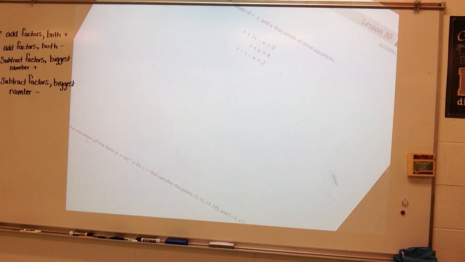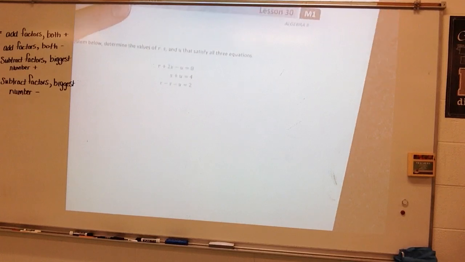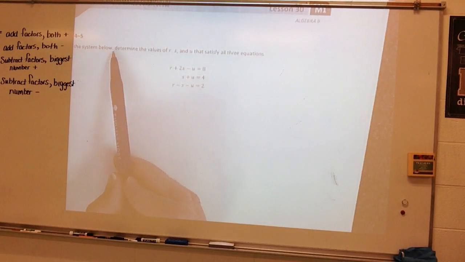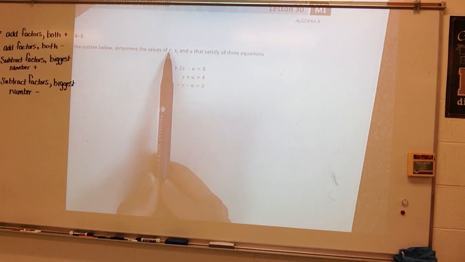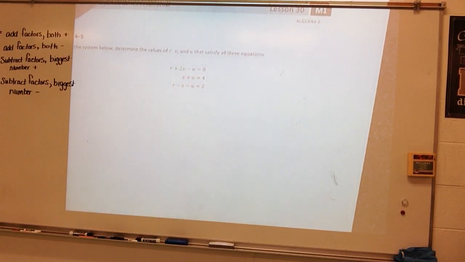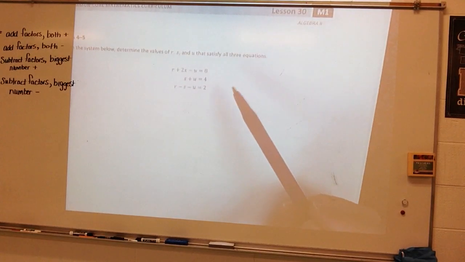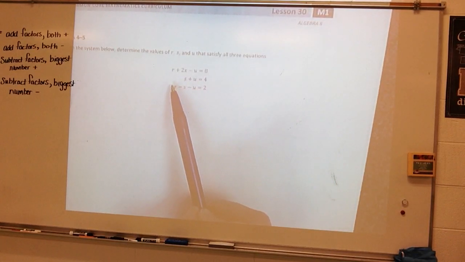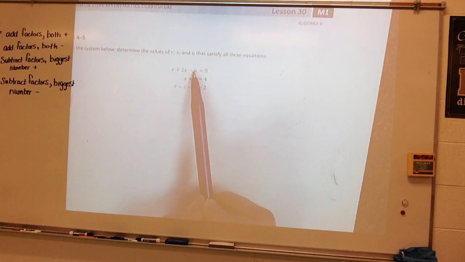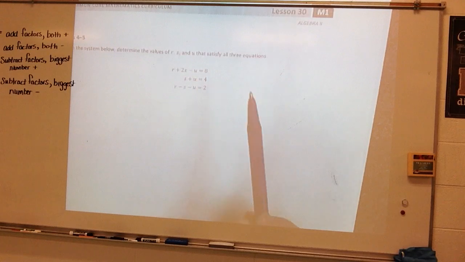Problems like this do take a little bit of time because you are having to go through the whole entire process. Alright, so let's look at this one. Given the system below, determine the values of R, S, and U that satisfy all three equations. Alright, so let's go ahead and look at this. Look at this. I've got a negative U and a U. So I can go ahead and add those two together.